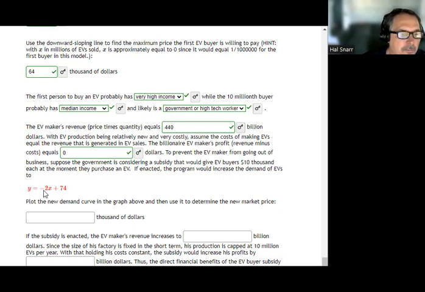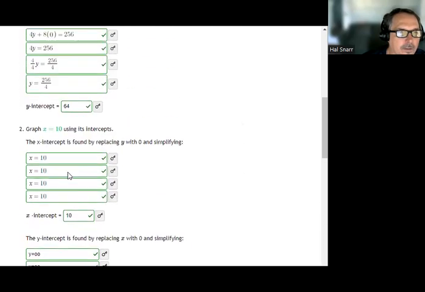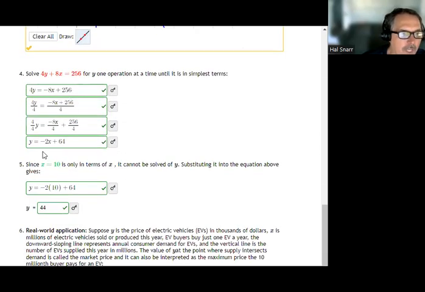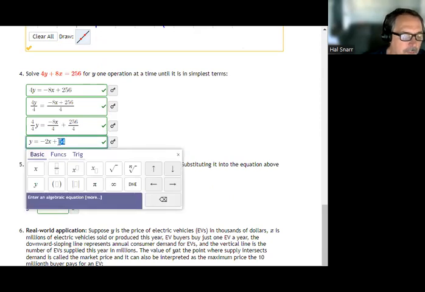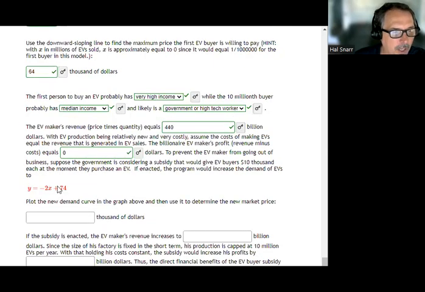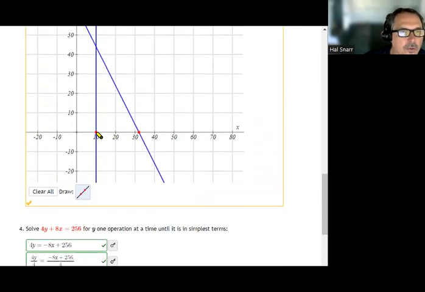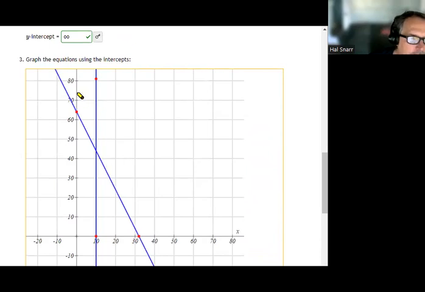Notice the slope is the same, minus 2x. When we solved it, we had minus 2x. The intercept, remember, the value on the vertical axis, the y-intercept, is in terms of thousands of dollars. So all we did is add 10 to the 64 to get a new intercept of 74. Now I want to plot this new demand curve in the graph above and then use it to determine the new market price. So the new intercept is 74. I think it's 74 right there. If we get it marked wrong, we can always fix it later.